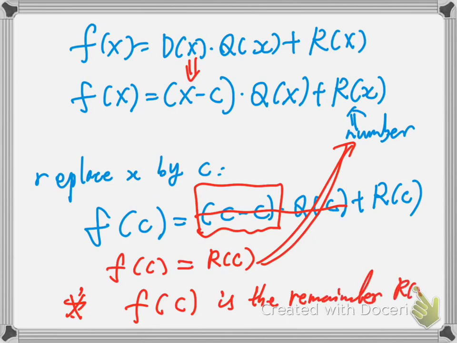r(c) or r(x): r(x) is a number, so for any input, it's the same number. That's a property, and later we will check this property. Now let's look at the synthetic division for our previous example.